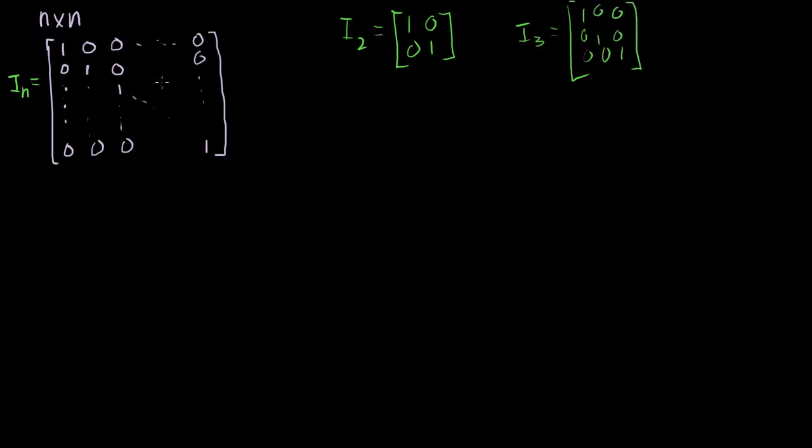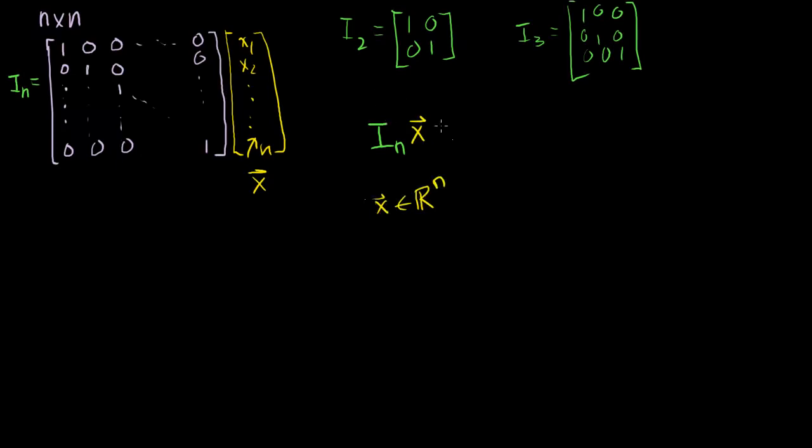Now, the neat thing about this identity matrix becomes evident when you multiply it times any vector. So we can multiply this times an n-component vector, a member of Rn. Let's call this vector x. This is x1, x2, all the way down to xn. What is this going to be equal to? If I multiply my identity matrix, I sub n, times my vector x, where x is a member of Rn and has n components, what am I going to get?